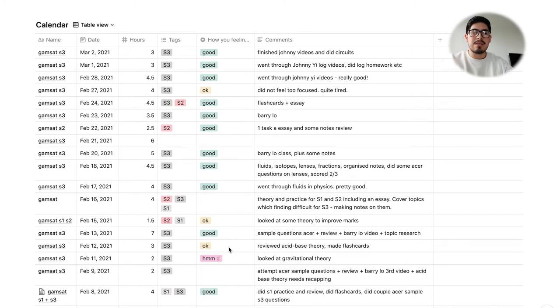So having this as a separate work setup helped me to separate stuff out and just make it easier for me to keep track of how many hours I was doing, how I was feeling, what I last did, what I could pick up on, and stuff like that. So it was really useful.